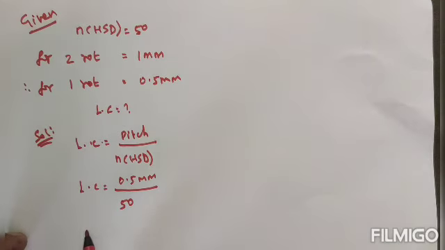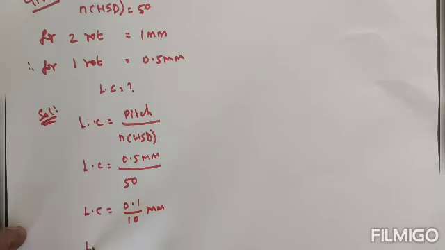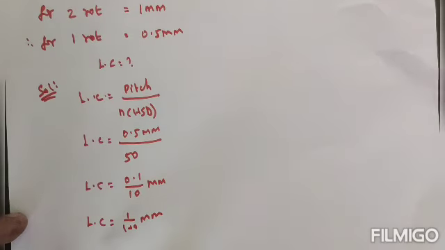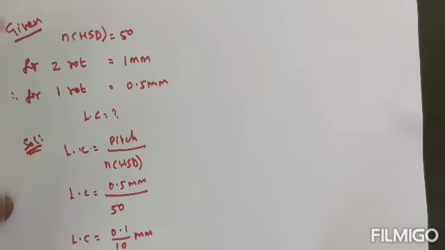Therefore I can write least count equal to 0.5 divided by 50, we can write 0.1 divided by 10 millimeter. Multiply and divide by 10, we can get 1 divided by 100 millimeter. So least count is equal to 1 by 100, we can write 0.01 millimeter. So the least count of the given screw gauge is 0.01 millimeter.